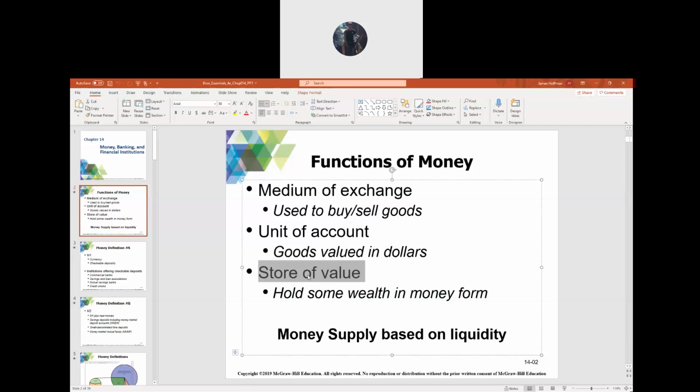So it's a store of value. It's a way to hold some of your wealth. You can value things in dollars, so you know how much things cost. And most importantly, probably the most important of all these functions, it's a medium of exchange. And so currency, in particular for the U.S. dollar, you can always use it.